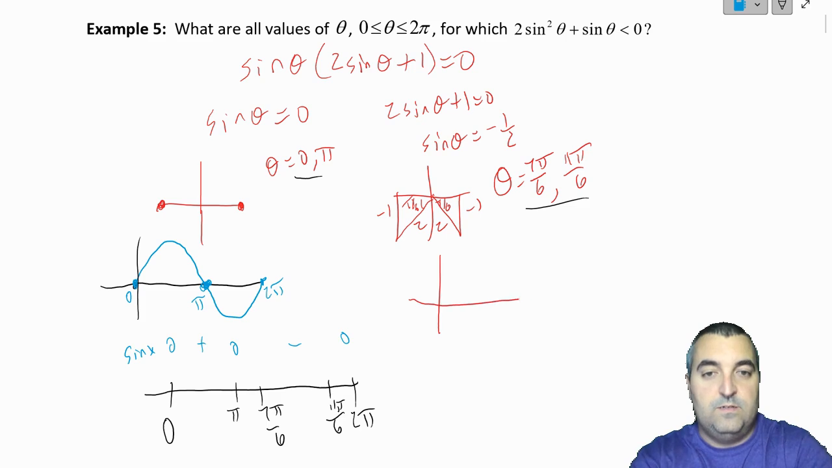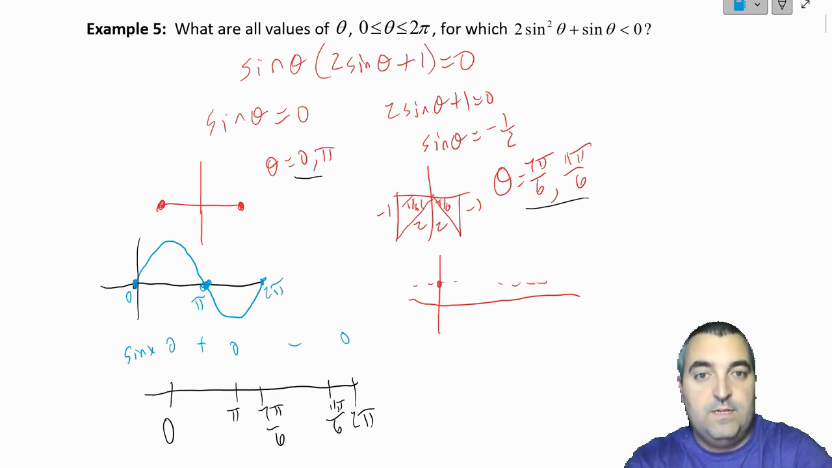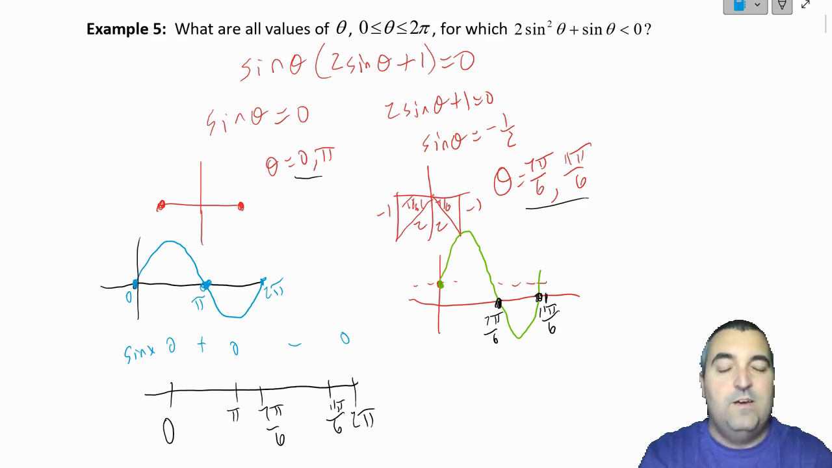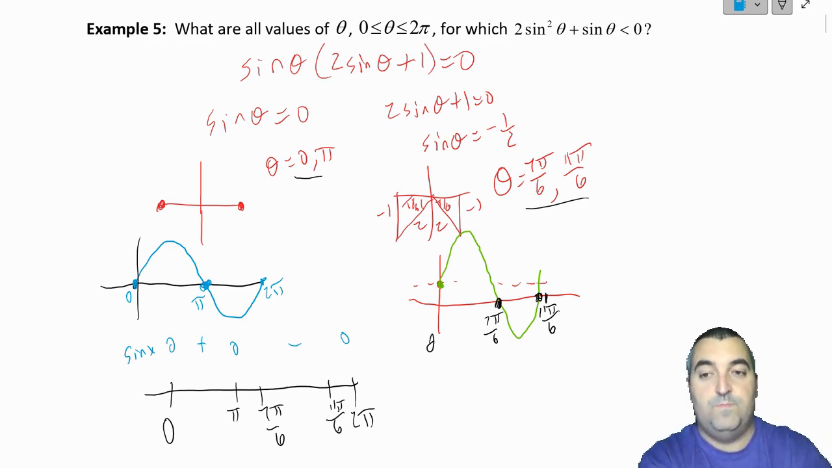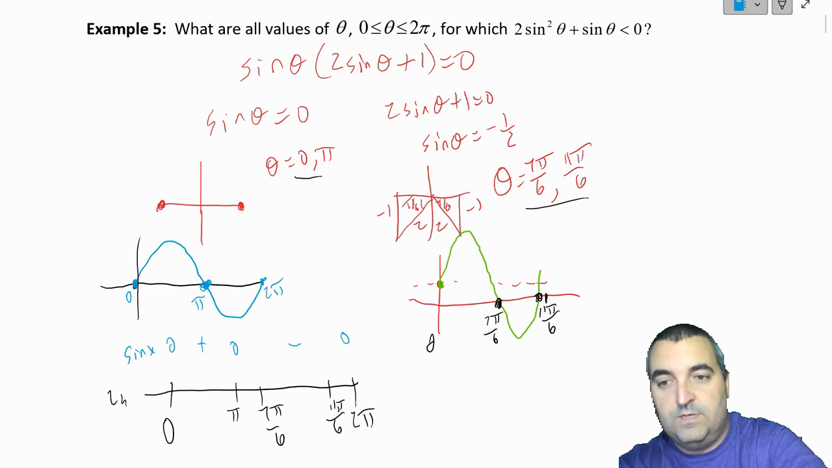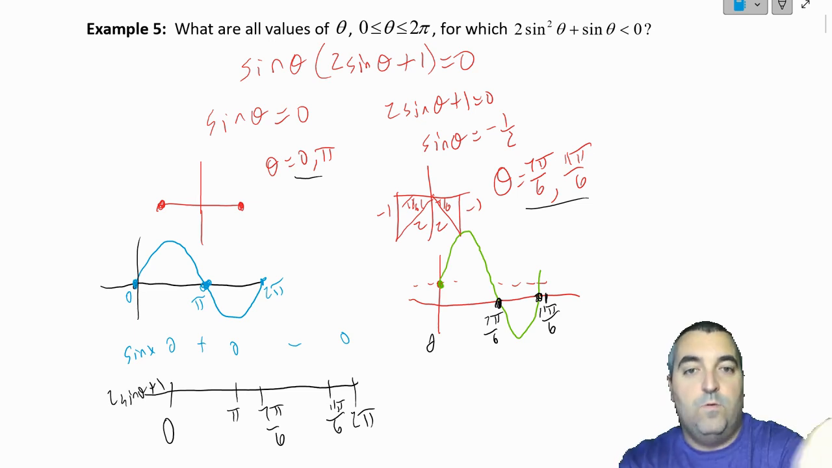For this one, the amplitude is 2 and the midline is 1. So I'm going to do a quick sketch. We start here at the midline, go up 2, come back down, then hit here, and then boom. Again, we know these 2 points because we found them: 7 pi over 6 and 11 pi over 6. Then again, we care about what happens at 2 pi, and what happens at 0.